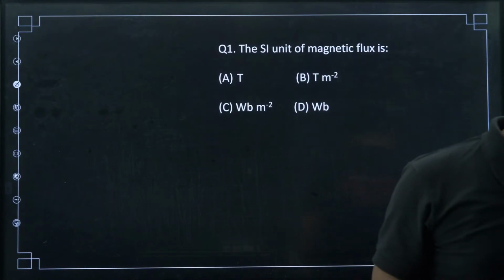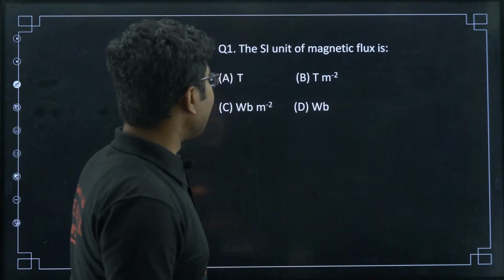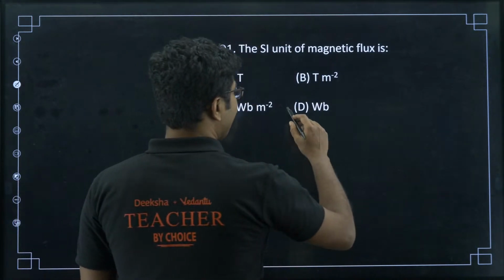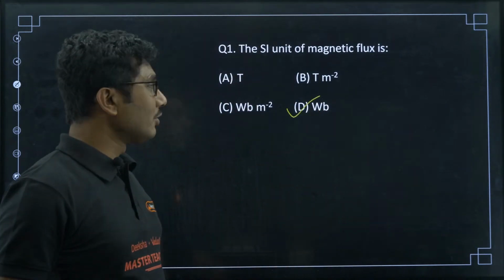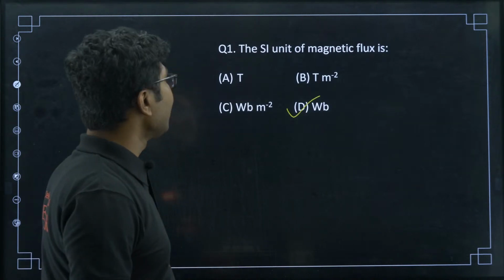1D, the SI unit of magnetic flux is Weber. Simple, right? Don't confuse, it is not Weber per meter square, it is Weber.